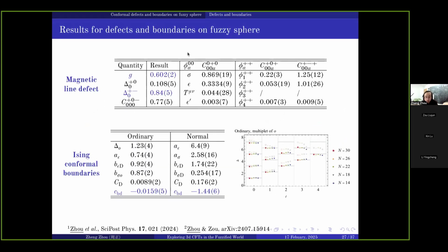Using the fuzzy sphere, we have obtained a ton of information about the magnetic line defect and various Ising conformal boundaries. Of course, we don't have time to introduce all of them, so let me outline some important points.